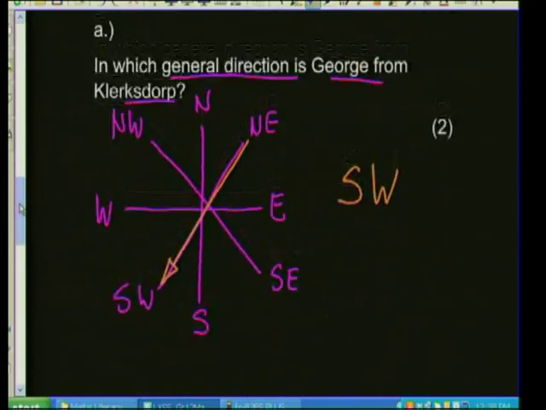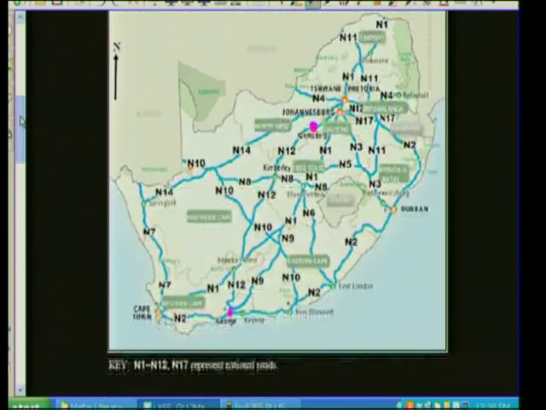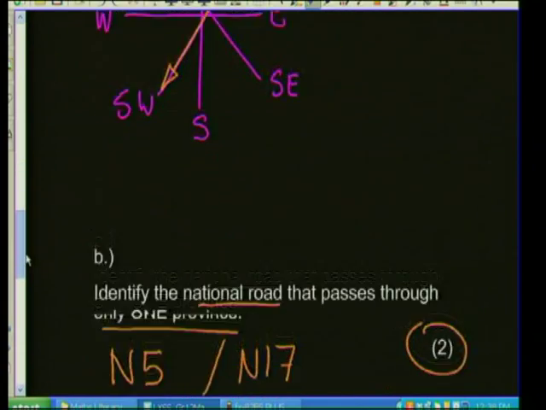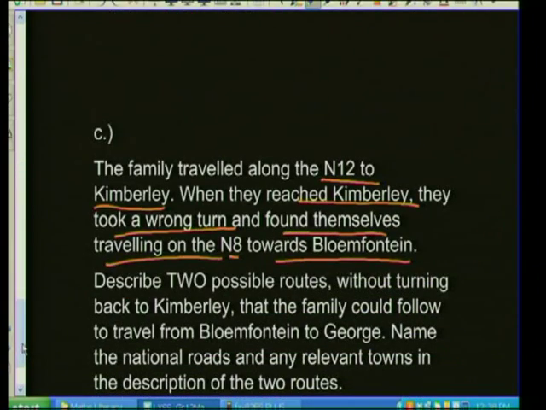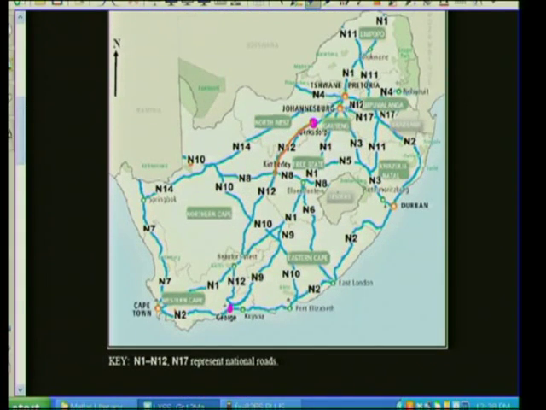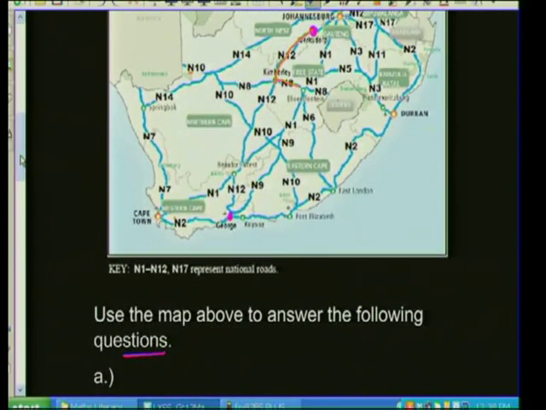They were travelling, so I'm going to have to go backwards and forwards. They were travelling on the N12 to Kimberley. So they were travelling along the N12, they went to Kimberley. Then they took a wrong turn and found themselves travelling on the N8 towards Bloemfontein. So let's find, so we went on the N8 and they were going towards Bloem. And that was the wrong way. We can quite clearly see that they've gone wrong.